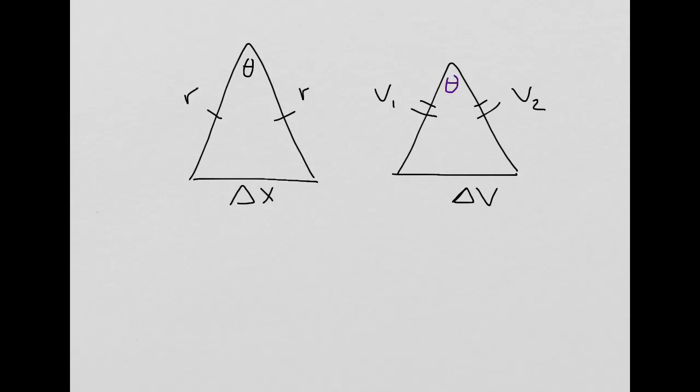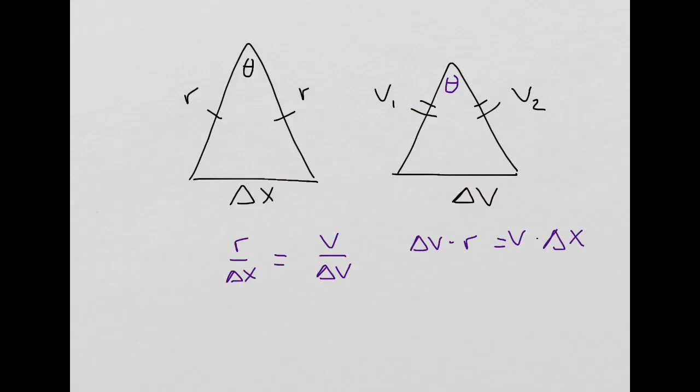So from here I can write a similarity statement. I can say that R over delta x is equal to V1 and V2 are the same, so I'm just going to call it V over delta V. Okay, so I'm comparing this over this equals this over that. Alright, I'm going to cross multiply. So delta V times R is equal to V times delta x.